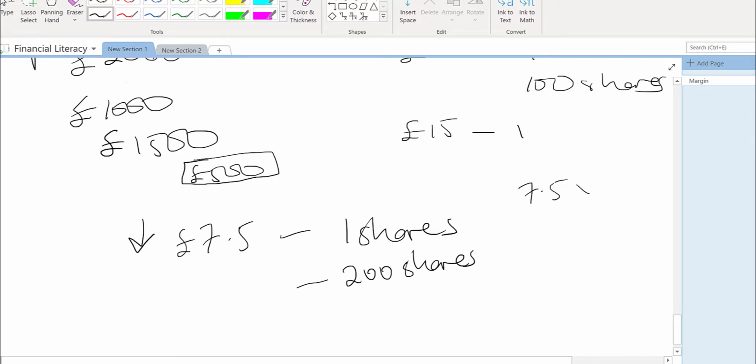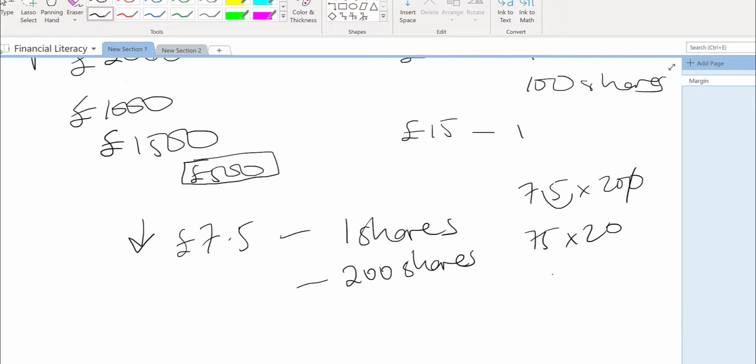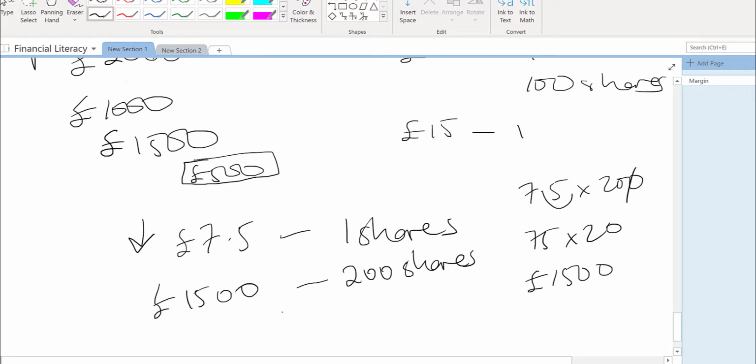So 7.5 times 200. The decimal point moves, that becomes 75 times 20. So you can just quickly do 75 times 2. 75 times 2 will make the maths a lot easier. And then once you've worked out 75 times 2, you just add the 0, right? That's how you do the maths quickly. So this is how much your shares are now worth. £1,500.